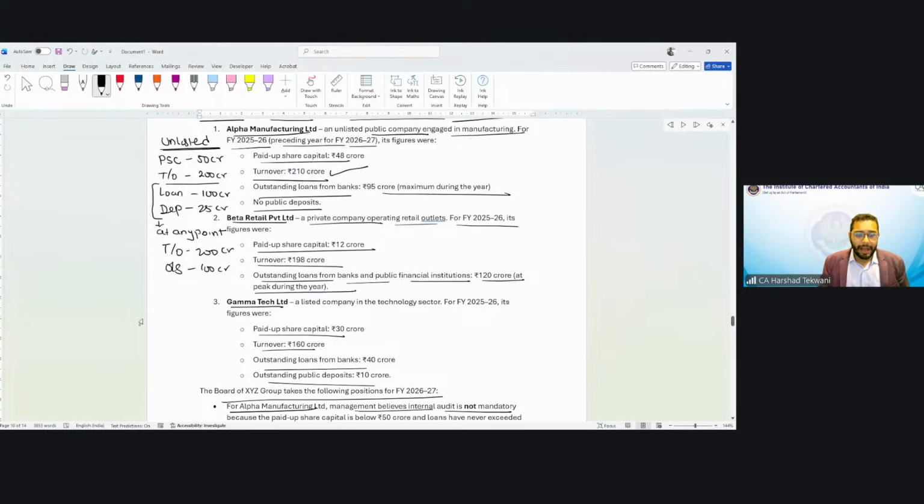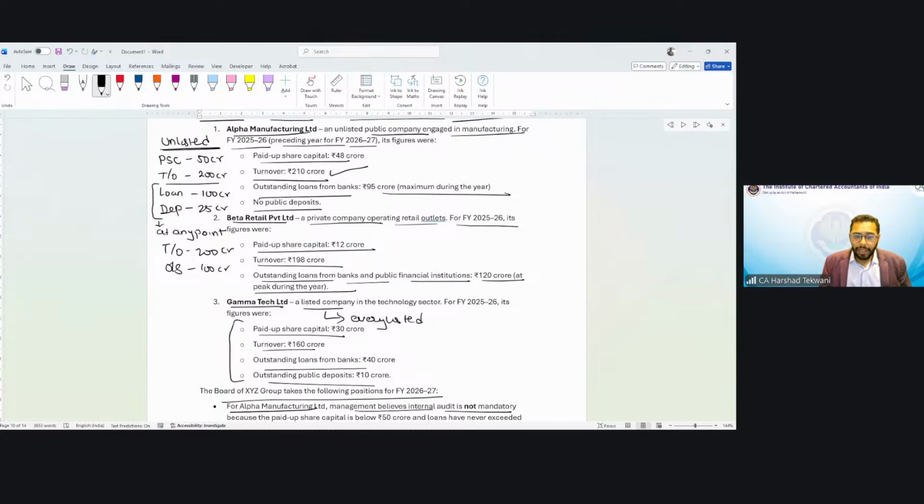Now coming to the next part, gamma. What about gamma? Yes, sir, it is a listed company. Very good. So irrespective of the requirement, every listed company, irrespective of the numbers and everything, is required to have an internal audit function. Okay.